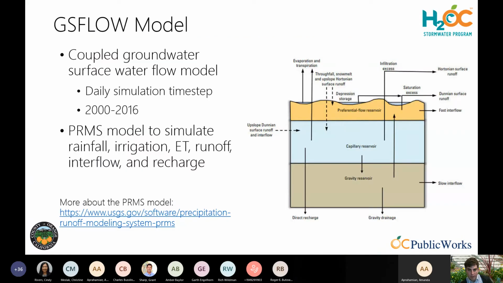This is a simple depiction of the groundwater surface water, the surface component of this model, the PRMS model. And much like LSPC, it receives rainfall and irrigation. It simulates ET, runoff, interflow, and recharge down to the lower component of the model. I mentioned it's a daily time step, and they've run and calibrated this between 2000 and 2016. So it's a little different period, but it's also a long-term period that is useful for analysis.